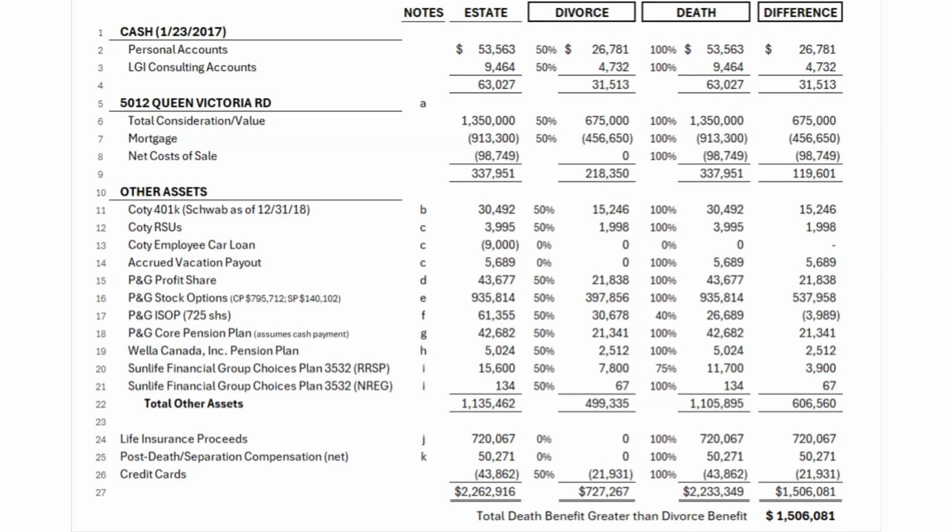One of the items on the chart that you prepared is the first item, cash, and the second item under cash is the LGI consulting account. You see that? Yes. And the figures you put down under estate and divorce were solely based on the amount of money in that account, correct? That's correct.